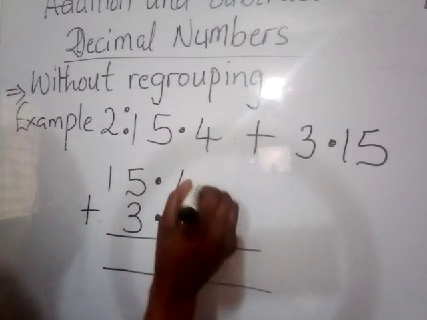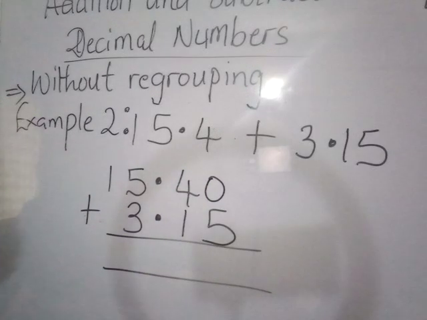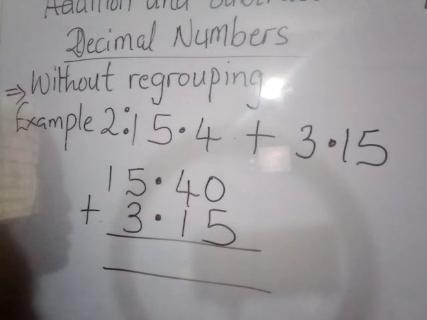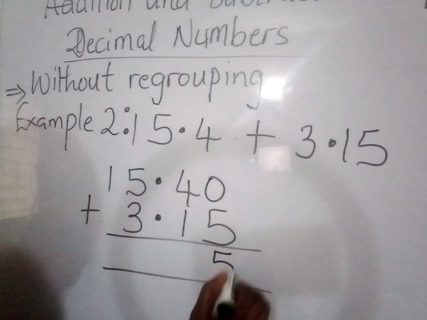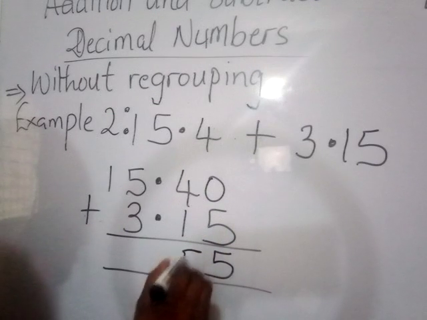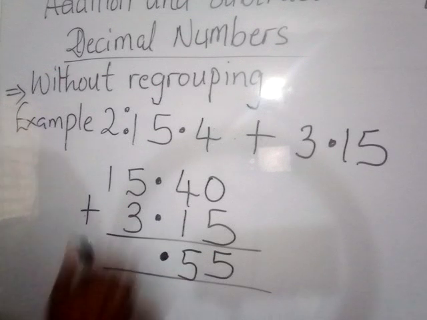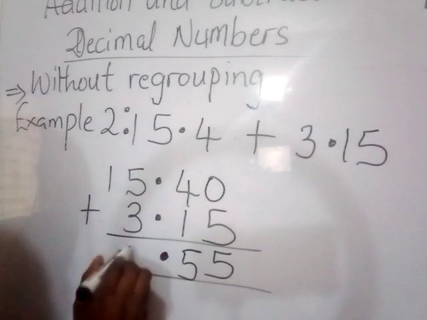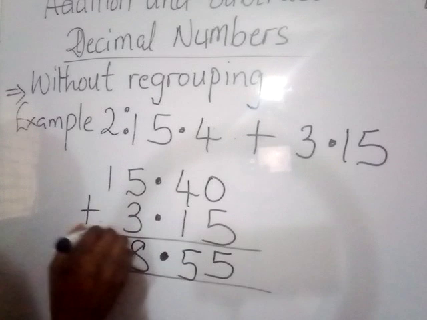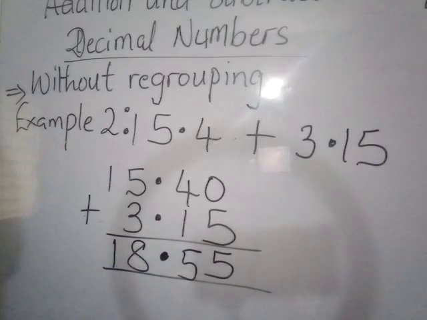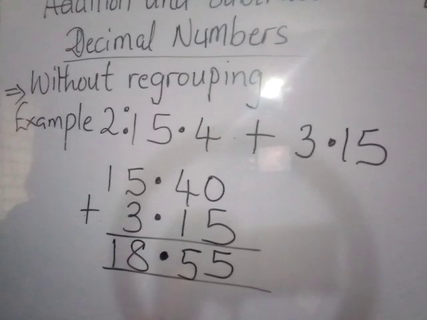So when you want to add, if you like, you can put 0 here. You can add 0 to the 4 just to make it look balanced, okay? But it doesn't really matter if you don't add it. So let's add 5 plus 0 is 5, 4 plus 1 is 5. You put your decimal point. You always remember that. It has to be there. And then you have 5 plus 3, 8, and 1 plus nothing is 1. So this is your answer, 18.55.